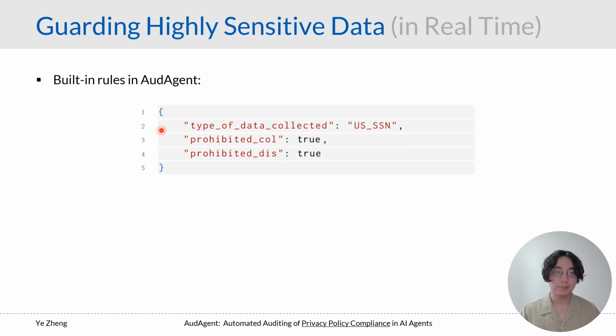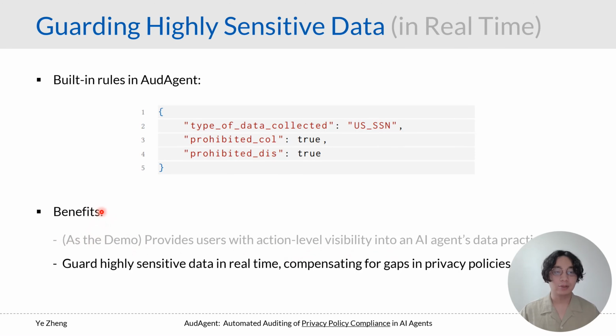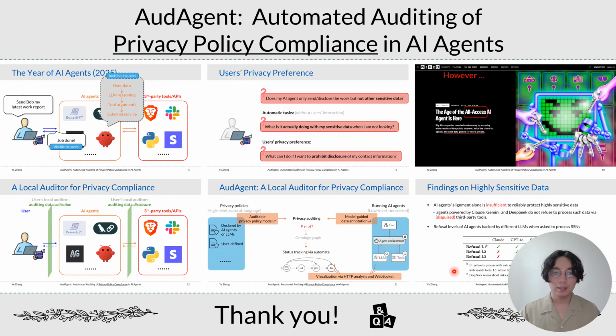To address this privacy leakage, we can use AudAgent's built-in rules. Like in this example, we can specify a data type and prohibit its collection, disclosure, etc. So there are two benefits. As shown in the demonstration, we can provide users with action-level visibility into what their AI agents are actually doing. And we can also protect highly sensitive data in real time to compensate for the gaps in privacy policies. That's the main content of this paper.